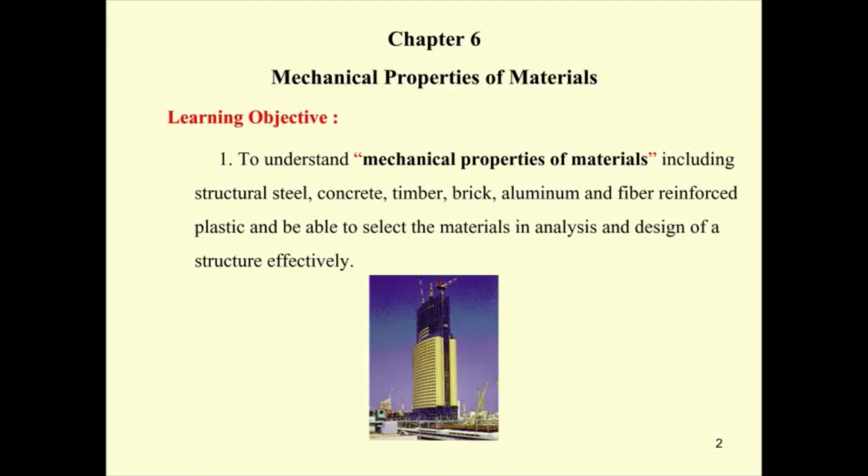Hello, my students. We are going to talk about the mechanical properties of materials for chapter 6. And this is going to be the last chapter for our material testing. Following this, as an engineer, you will encounter various materials, which may include structural steel, concrete, timber, which is the word for wood, brick, aluminum, and fiber reinforced plastic.